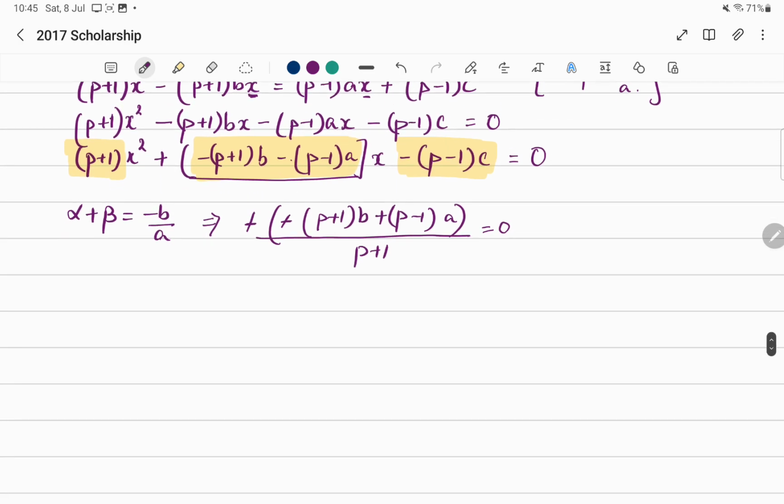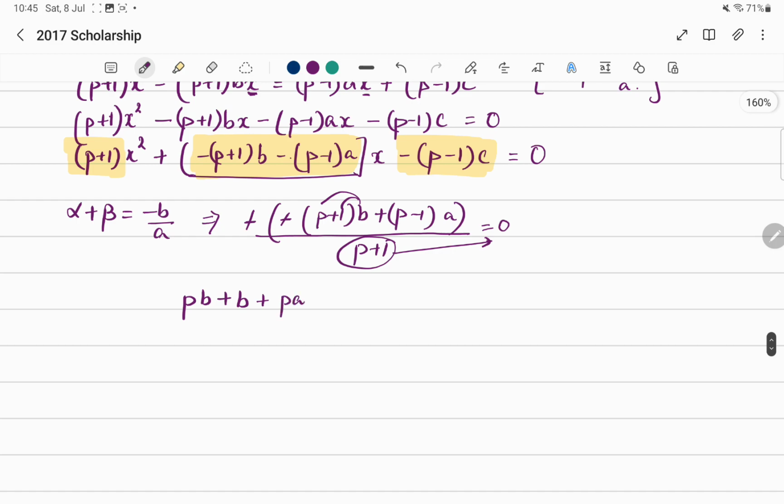All right, now let's simplify that further. This whole denominator will go to that side and be cancelled. So we are left with pb plus b, I'm just expanding the brackets, plus pa minus a is equal to 0.